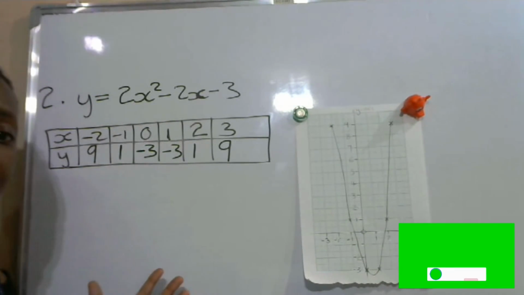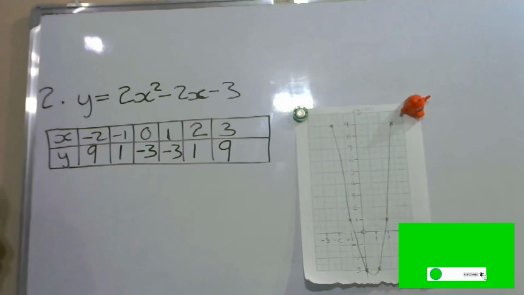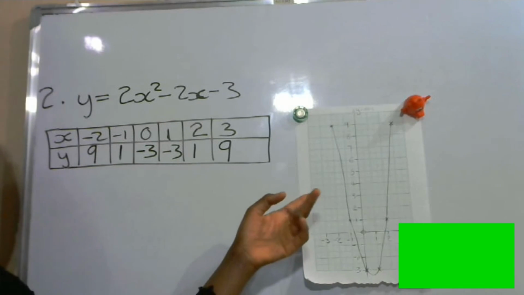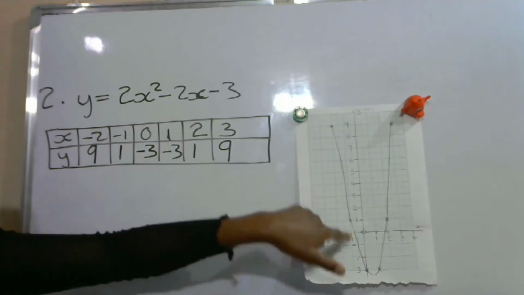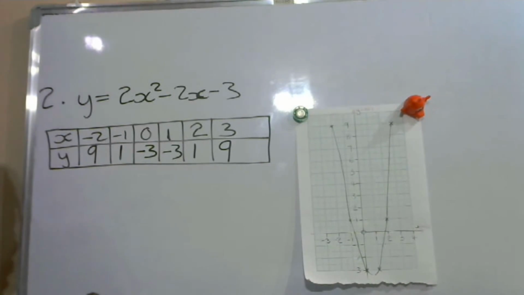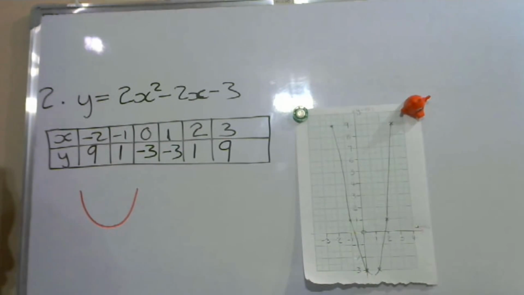Okay, this is how we construct our table of values and then use them to draw our graphs. It's not that difficult, it is simple, and our graph is a smiling graph.